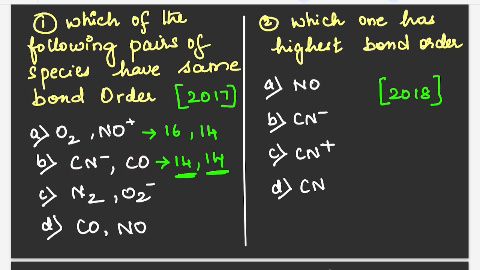Then what is your answer now? The answer will be, sorry, B. So this will be the correct option. Is this easy for you to solve?